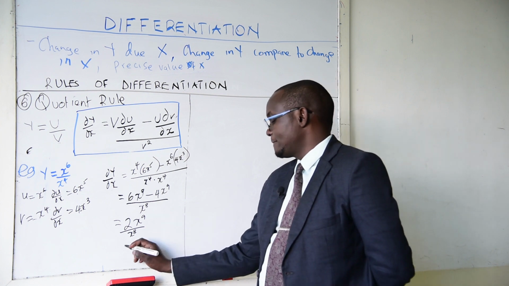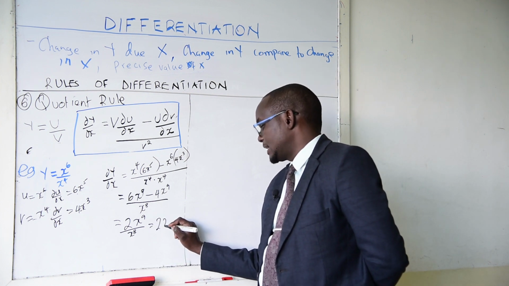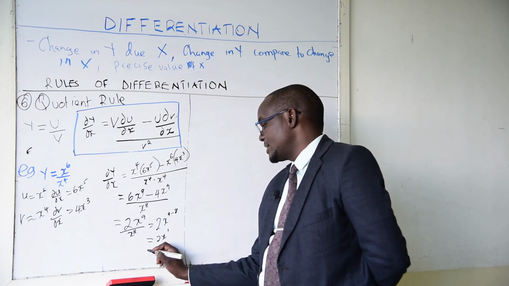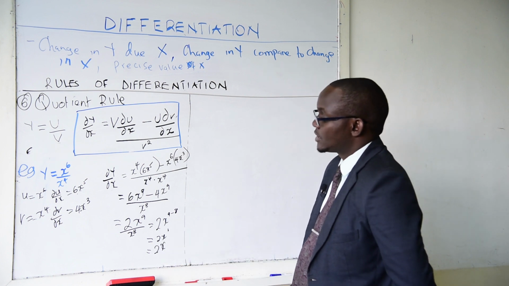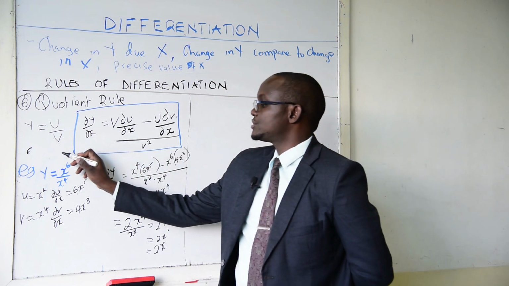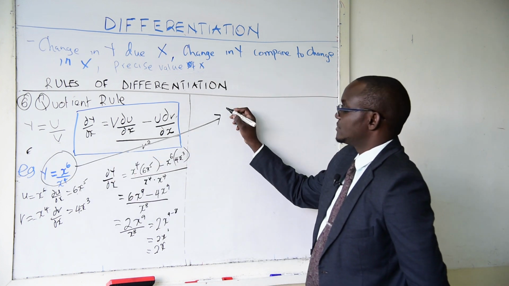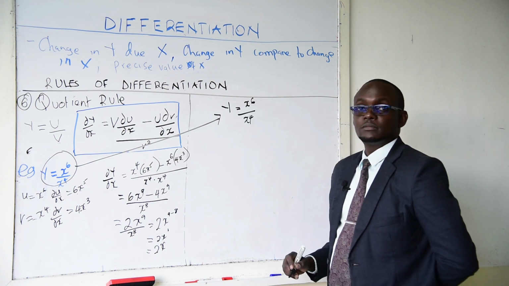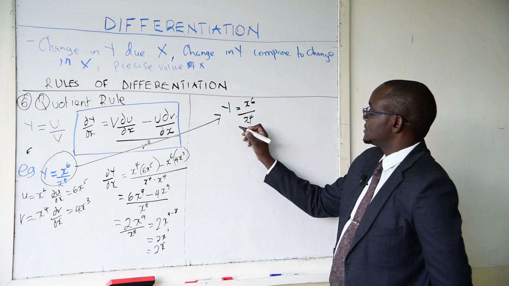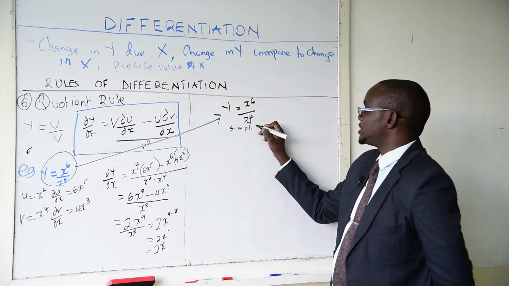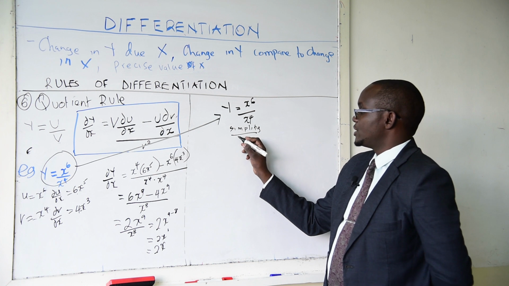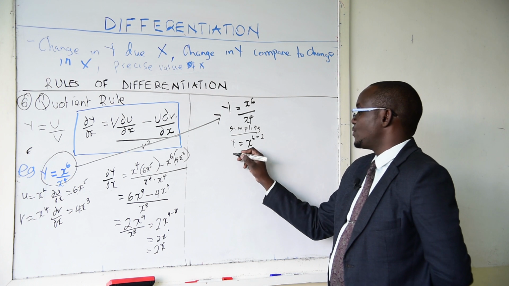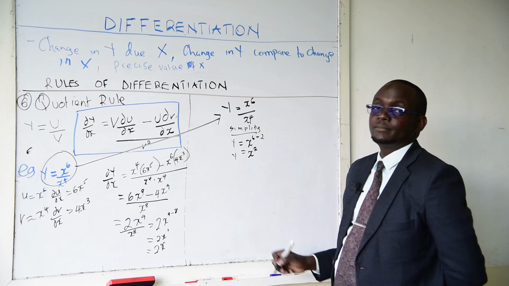You simplify further, this is the same as 2x power 9 minus 8. This is the same as 2x power 1, which is the same as 2x. To prove this, we can work from this by simplification this way. We can have y equals to x power 6 divided by x power 4. Then you simplify first. When you simplify, before you differentiate, you find that y equals to x power 6 minus 2. This gives you y equals to x squared.